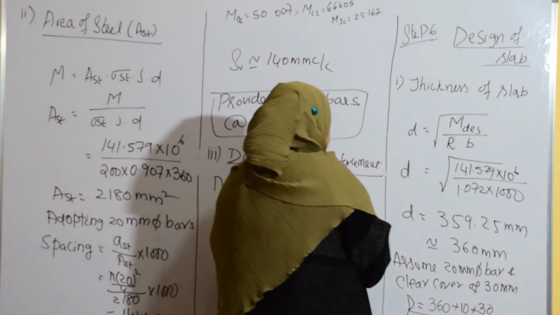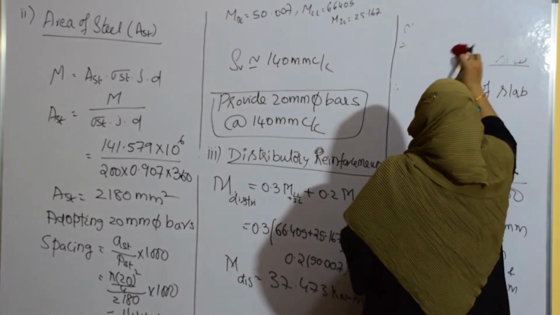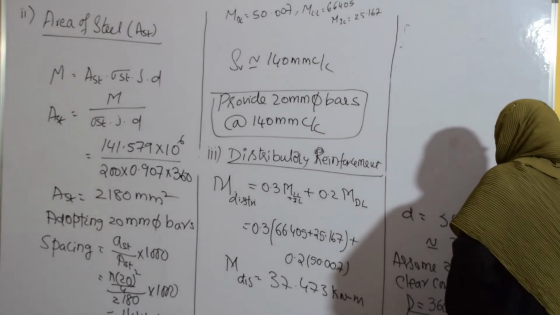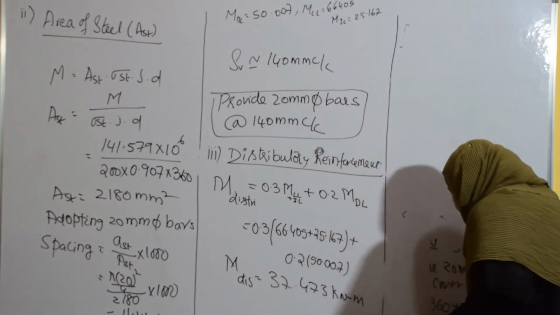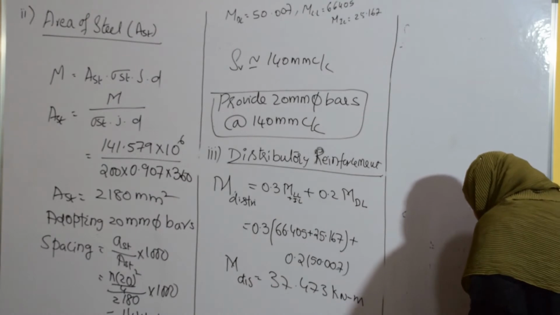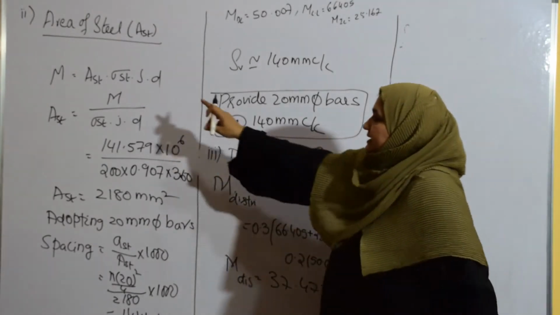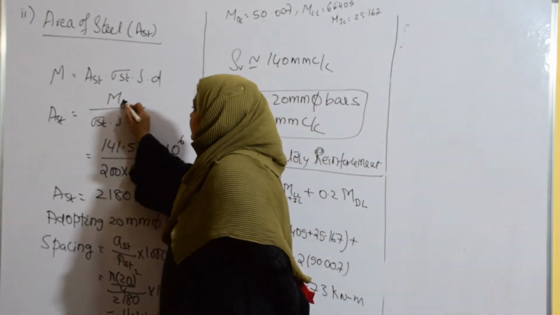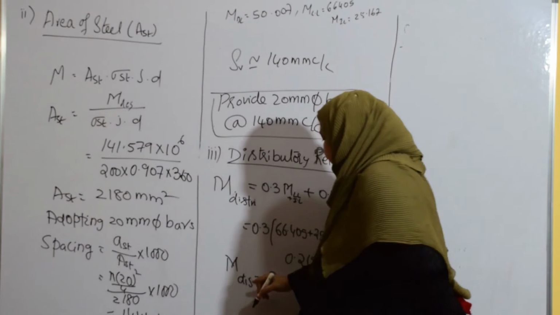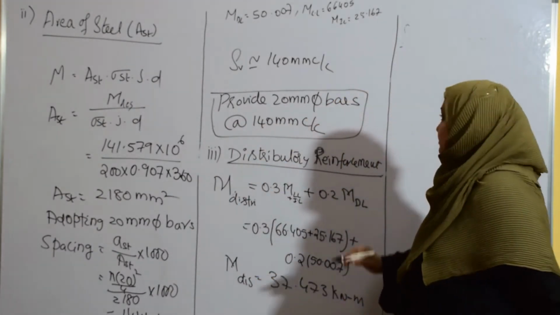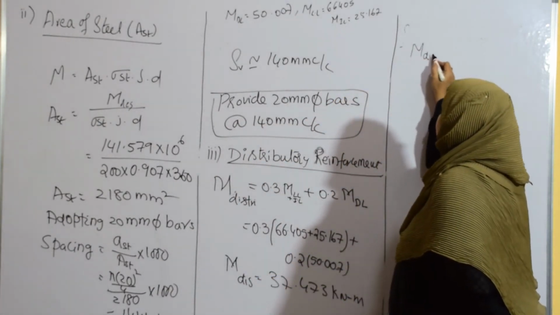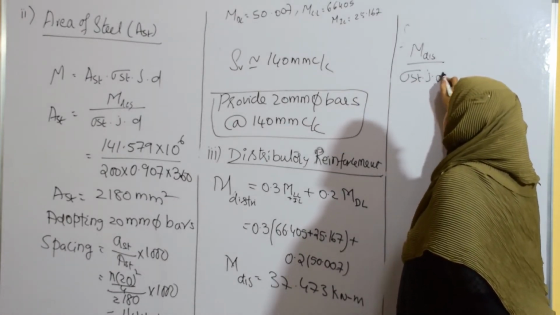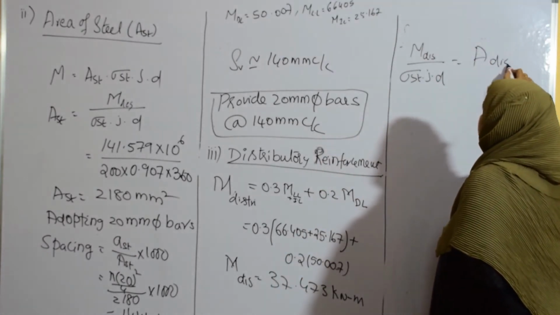We are designing it in the same way. The steps are the same. Instead of the design bending moment for the main steel, we now write M distributory. M distributory divided by sigma st j d is equal to the area of distributory steel.